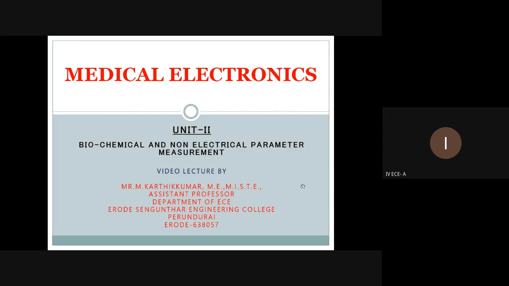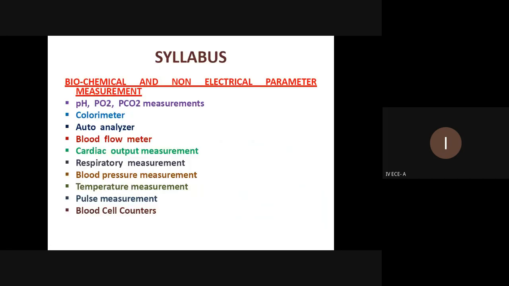In the last video, we have seen the physiological effects, that is, biopotential electrodes and biopotential recording. Now in this unit we have to see the biochemical and non-electrical parameter measurement. Non-electrical measurement. So in this regard, what are the things we are going to see?